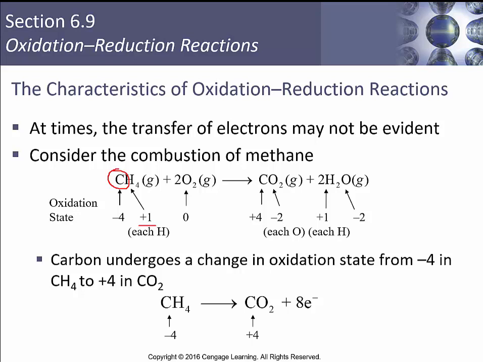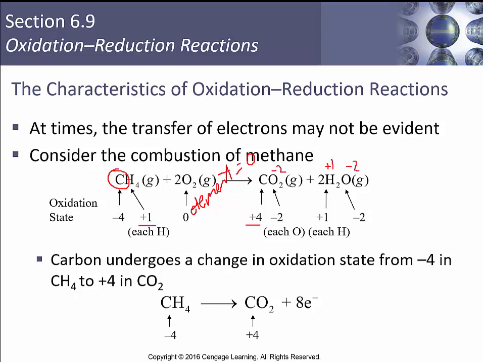Our oxygen is starting off with an oxidation state of 0 because it's in its elemental state, and elements are going to be equal to 0. When we look at the products, here this oxygen is going to be a minus 2. I've got 2 oxygens at minus 2 each, which means that my carbon has to be plus 4. Over here on the water, the hydrogens are each going to be plus 1 and the oxygen minus 2.